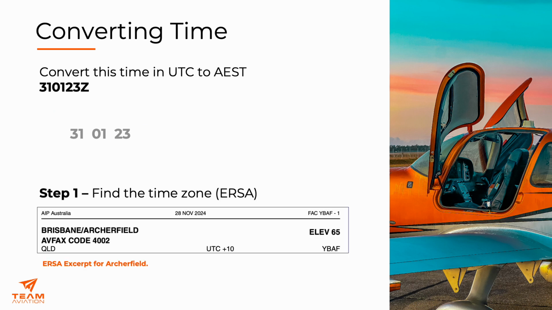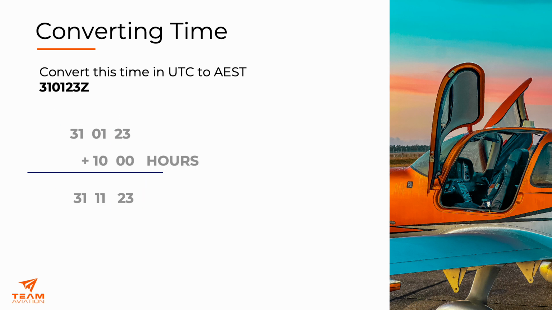Using the AIP excerpt for Archerfield in Queensland, we see that the airport operates in UTC plus 10, AEST. This means we need to add 10 hours to the given UTC time. This step ensures we reference the correct time zone for our location. In the next step, we'll apply the conversion. All right, now that we have identified the correct time zone, let's apply the conversion.